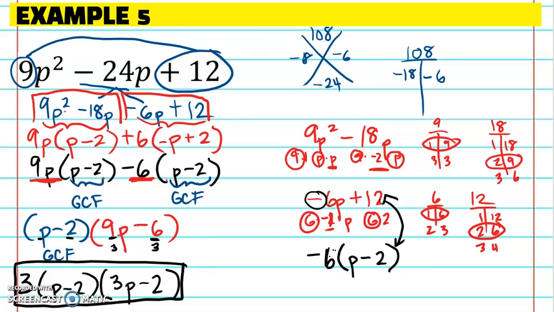Okay, so our goal is what's being multiplied to give me that. Make sure you've pulled out all the common factors. That's what factoring is. Pull out all the common factors, and there we go.